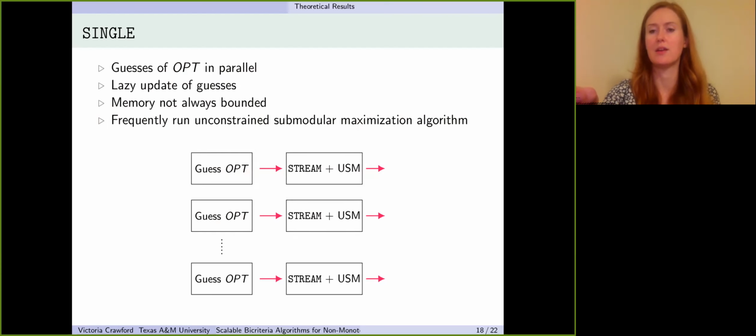In addition to multi, there's an algorithm called single presented in the paper. It has a similar idea to multi, but instead of sequentially making guesses of opt, it makes them in parallel. The benefit of single is that it only goes through the universe U in one pass, but the problem is that it doesn't really have a true bound on its memory the way that multi does. Instead, it has more of a competitive bound. It also runs the unconstrained submodular maximization algorithm a lot more than multi does, so it can have a lot more queries to F compared to multi. So the benefit of single is really if you wanted to take a single pass of your data, and that would just depend on your application.